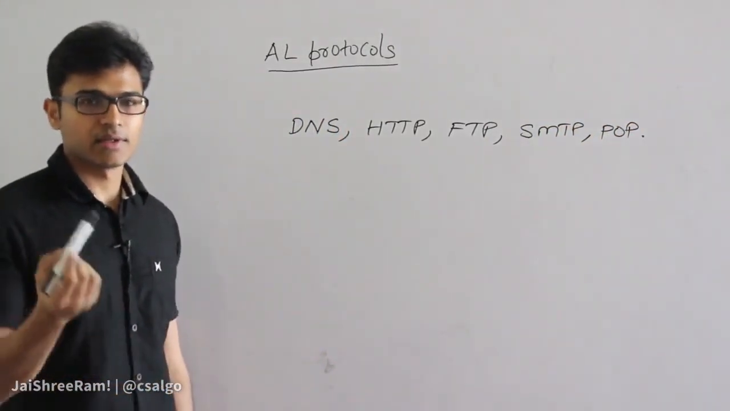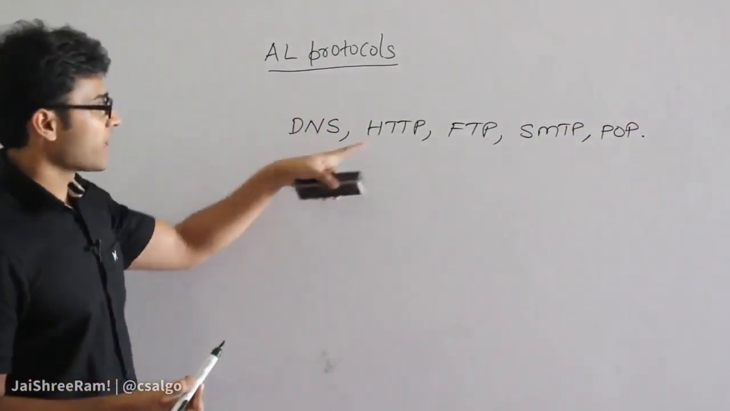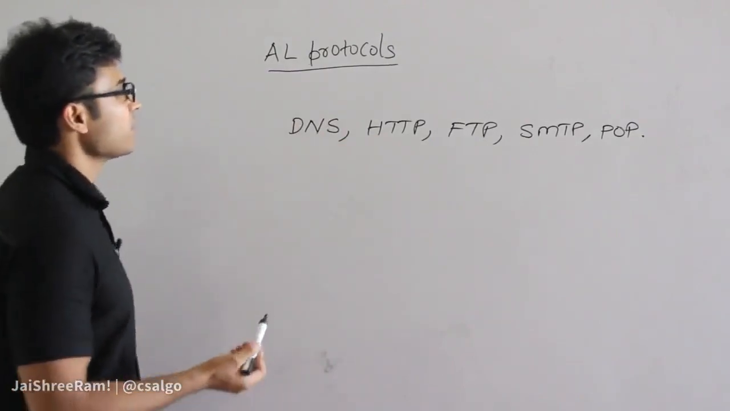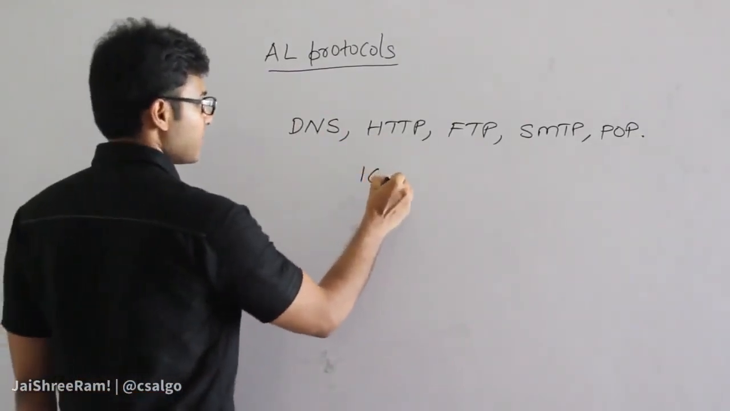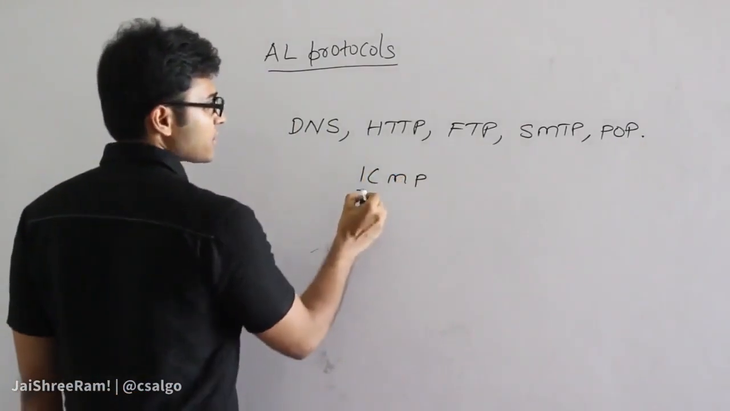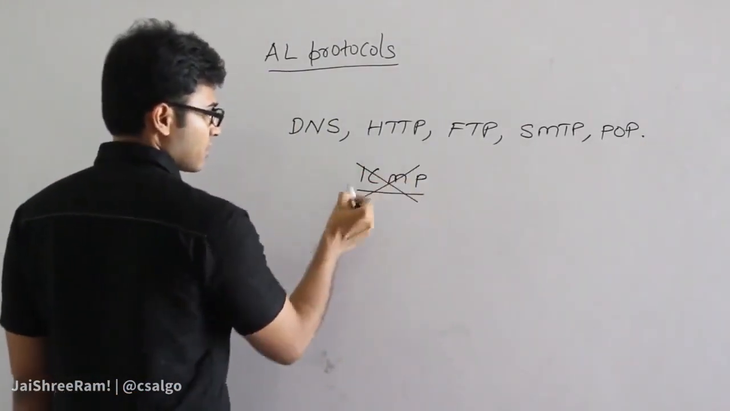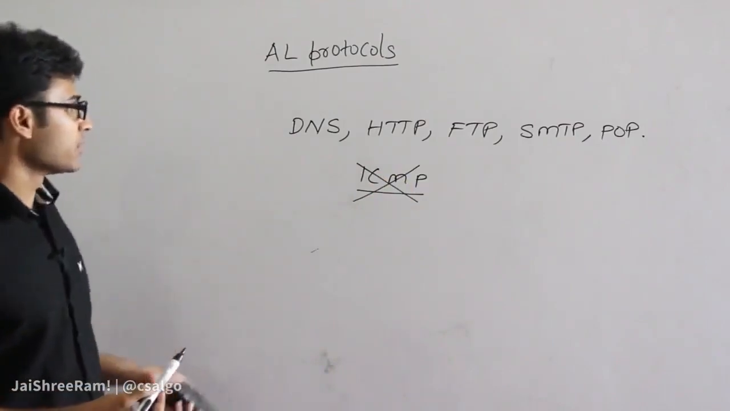If you look at the syllabus, they write application layer protocols within brackets, these 5, and along with that, by mistake, they have even written ICMP. Remember that ICMP works at the network layer, not at the application layer. By mistake they have given it.